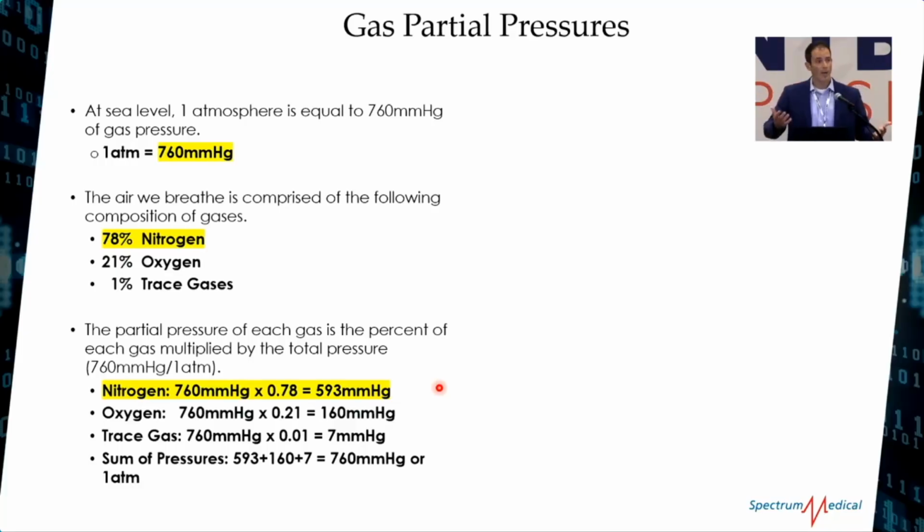When you're on bypass, as soon as you start turning that blender down from 100% FiO2, you're immediately adding nitrogen to dilute down the oxygen. So there is a percentage where you're using different amounts of nitrogen in your blended gas to get to the patient.